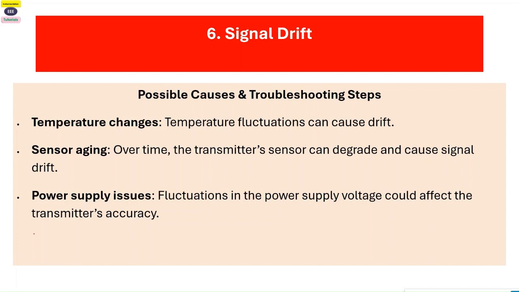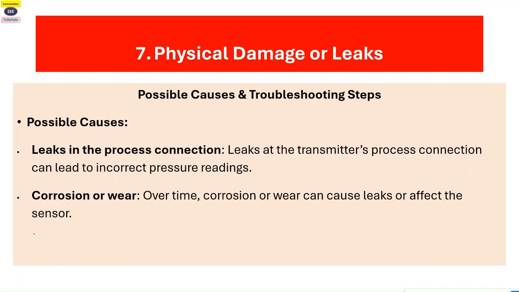You have to check that the power supply also affects transmitter accuracy. If it is generating less power, then it may be the cause of the signal drift. Seventh one is physical damage or leak. So you have to check the leaks in process connection, and also corrosion or wear over time, because corrosion or wear can cause leaks or affect the sensor.